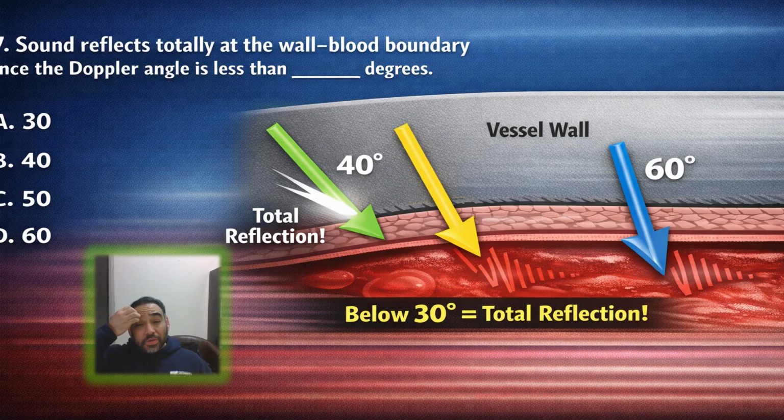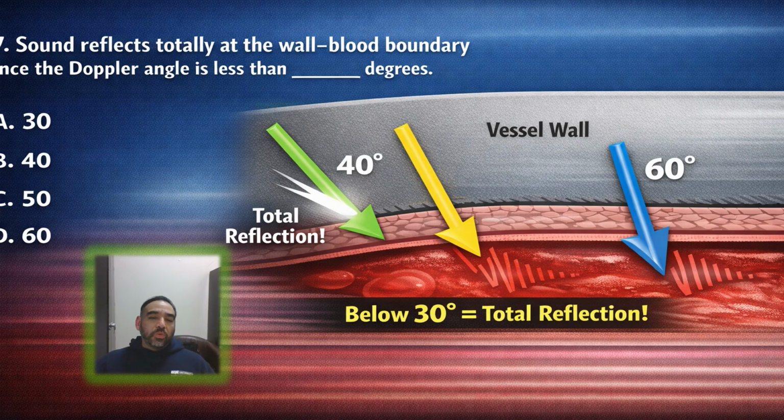When ultrasound hits a boundary between two materials, like vessel wall and blood, whether it reflects or transmits depends on the acoustic impedance difference and the angle of incidence. As the Doppler angle gets smaller, more parallel to the wall, reflection increases. So at very small angles, the beam doesn't transmit into the blood. It reflects completely. That cutoff happens at about 30 degrees. So the best answer here is 30 degrees.